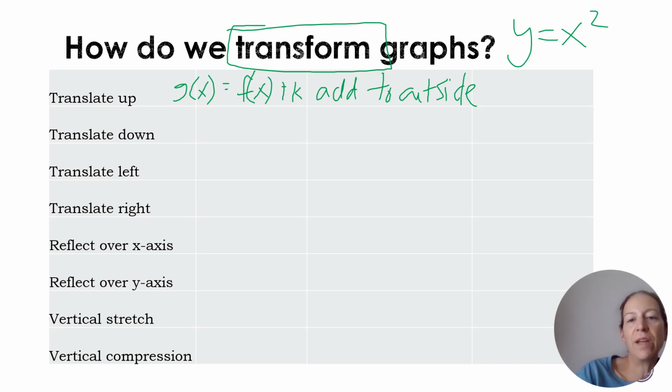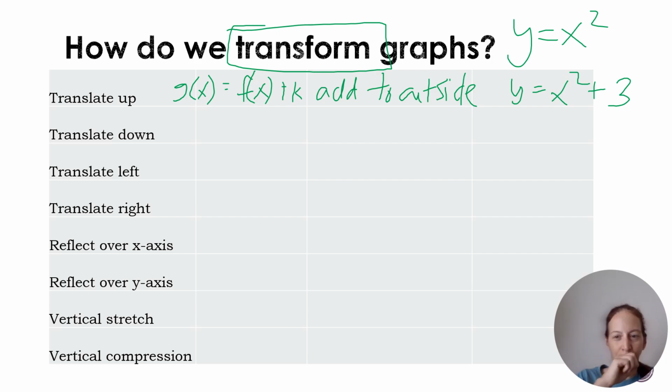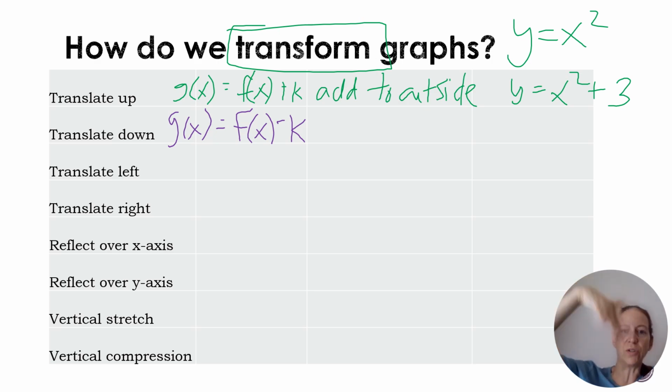As an example, it might look something like this: x squared plus 3. And what that would do is take our parent function and translate, or slide, our parent function up 3 units. Now, translating down is going to be similar. If I want to translate down, I would subtract, and we'll use a k there as well. So we're going down, and that is very intuitive. If you add, you go up. If you subtract, you go down.